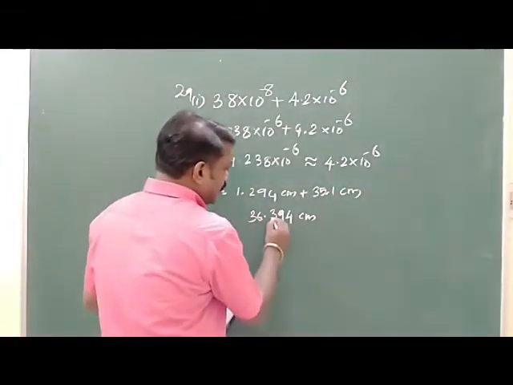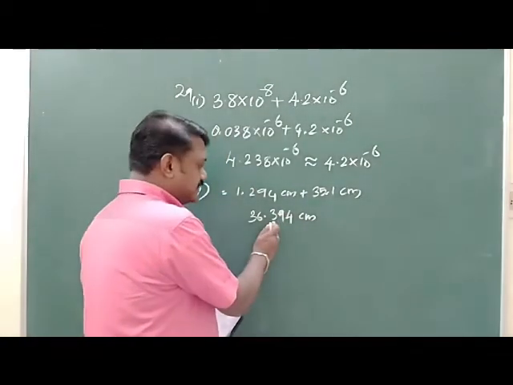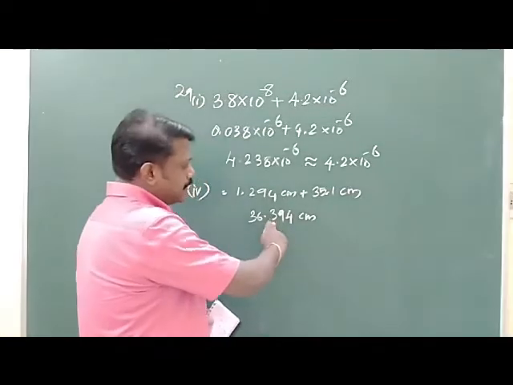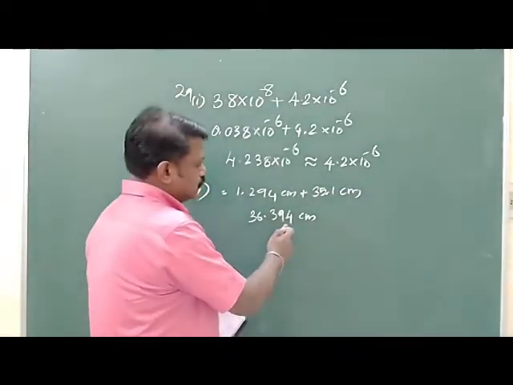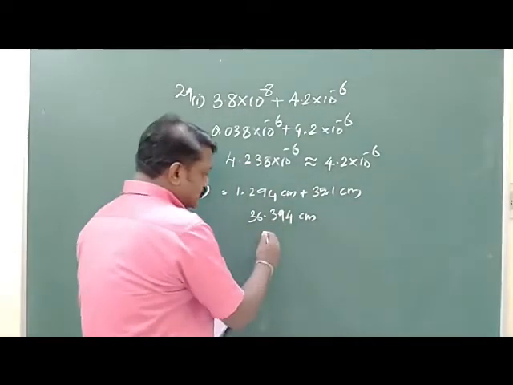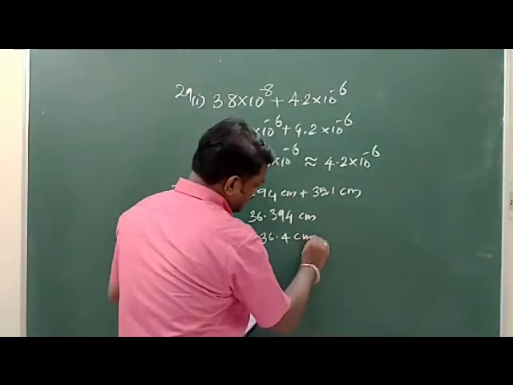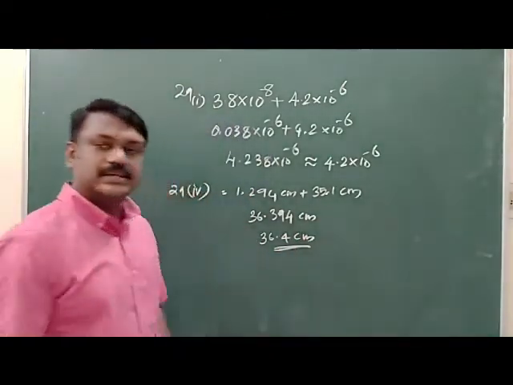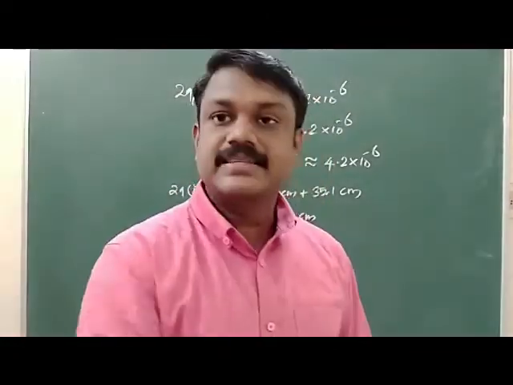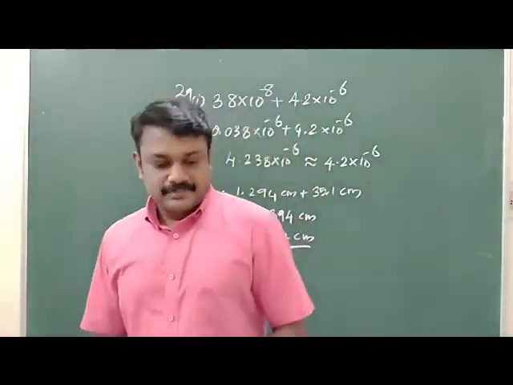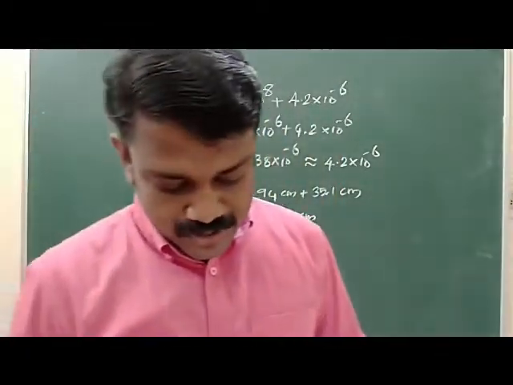So 36.3, where 3 is the digit in the third significant place, but the digit next to that is 9, greater than 5. So you have to add 1 to this, and the answer will become 36.4 centimeter. Okay, so the answer is 36.4 centimeter. Did you get the method? Then we can go to question number 30.